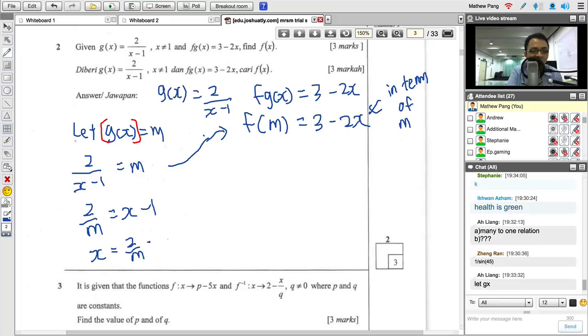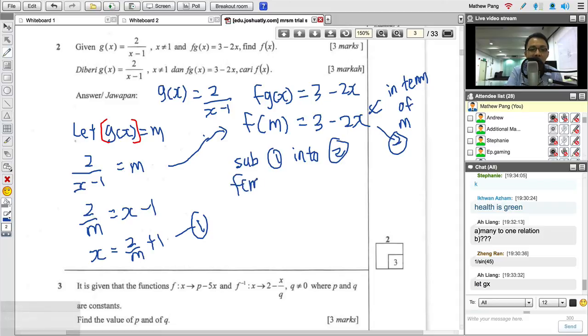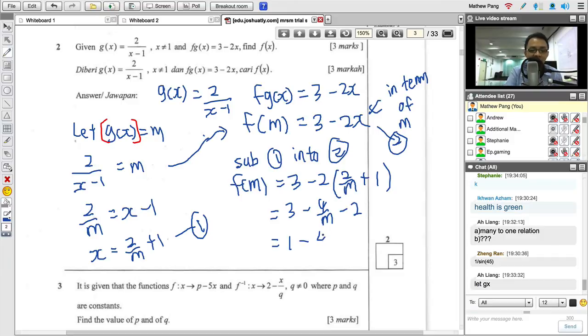Do you see this one? I call it 1, and this one I call 2. Then I substitute 1 into 2. So you will see f(m) equals 3 minus 2 times my x, which is 2 over m plus 1. I just solve this one: it will be 3 minus 4 over m minus 2, so it equals 1 minus 4 over m. So this is f(m).